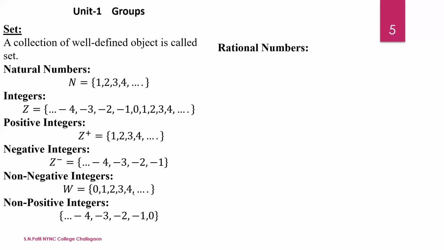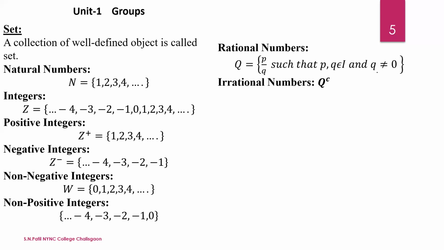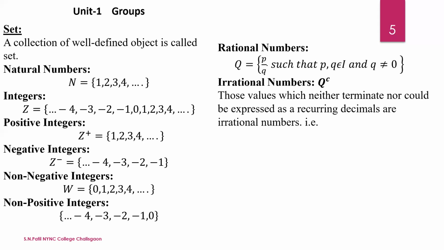Now rational numbers. A rational number means a number of the form p by q, such that p and q are both integers, provided the condition that q must be non-zero. Now irrational numbers. What is an irrational number? A number that cannot be expressed in the form of p by q. Otherwise, a value which neither terminates nor can be expressed as a recurring decimal is an irrational number.